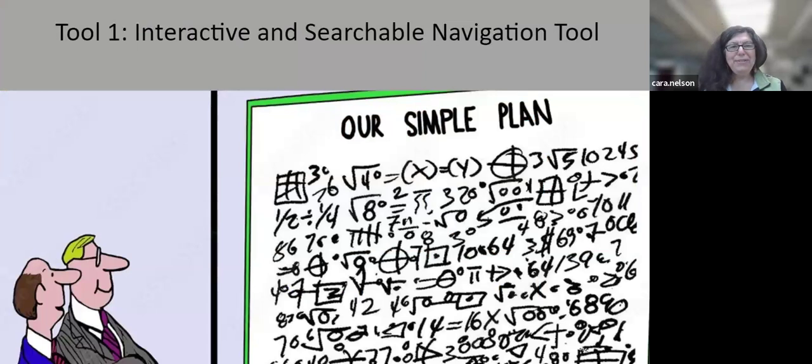Okay, so the first tool is this interactive and searchable navigation tool. Again, the need for this tool is because our simple plan was to create more than 300 practices. And so not all of the practices will be relevant to every project or achievable by every project. We want to make sure that people can have a way to search for what they need in the document. Next slide.